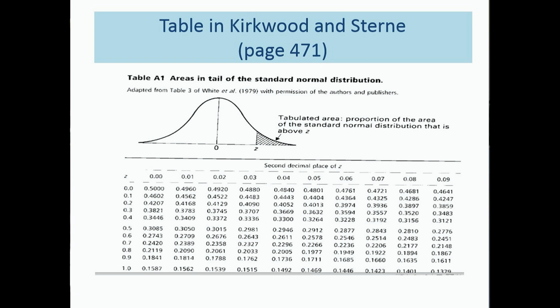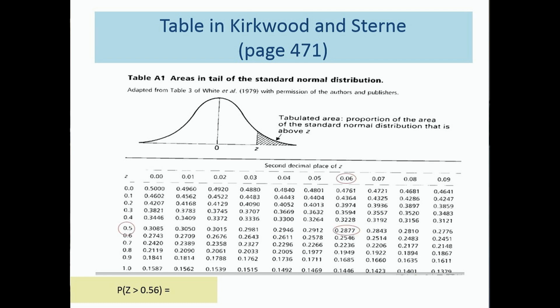On page 471 in the book of Kirkwood and Stern, we can find the answer to our questions. In the table, the area on the right hand side of the Z values are tabulated. If you want to know the area on the right hand side of the Z value 0.56, we look at the first decimal of Z in the first column, and we take the column with the given second decimal, and we will find the area as being 0.2877, so almost 29%.